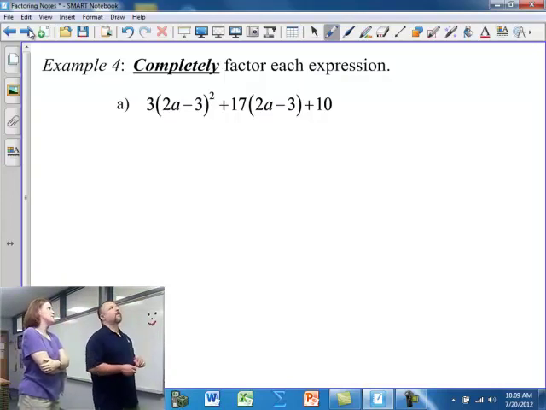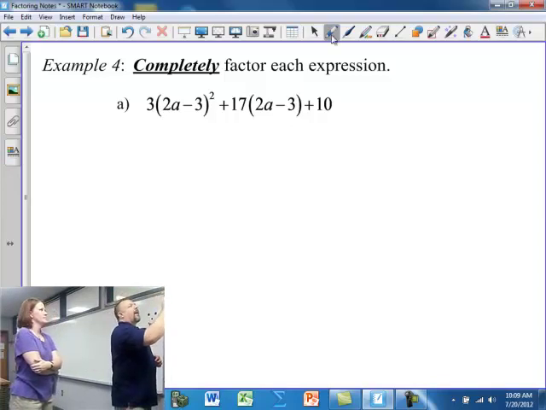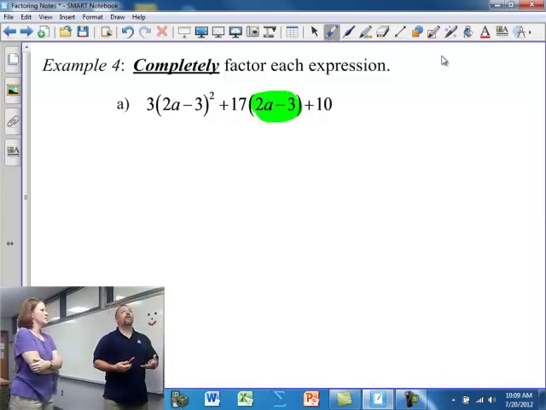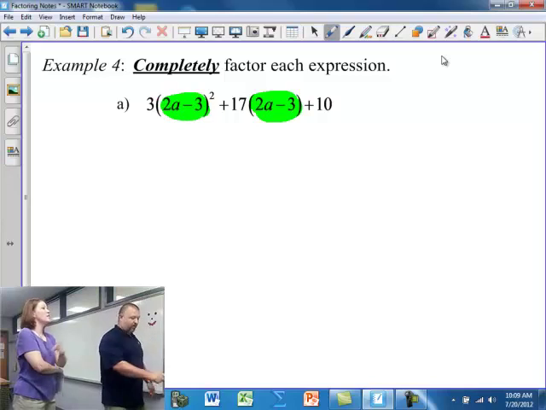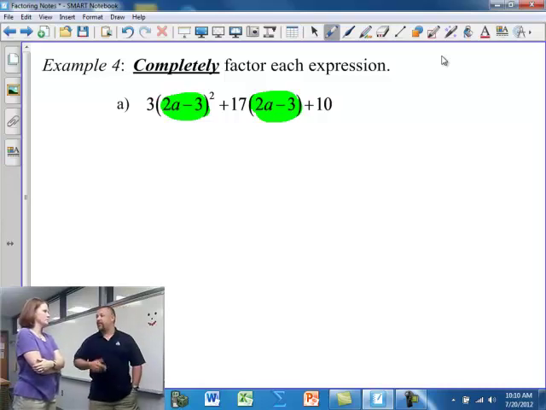But what do you notice that is very similar in some of this problem? Well, I noticed a 2a minus 3 in a couple of spots. So we've got this 2a minus 3 here, and we have it here. And in the first part, it's squared, and in the second part, it's not squared. And the third part is not there at all. Correct. So what we're going to do, just to make this a little easier for ourselves, is a little substitution here.